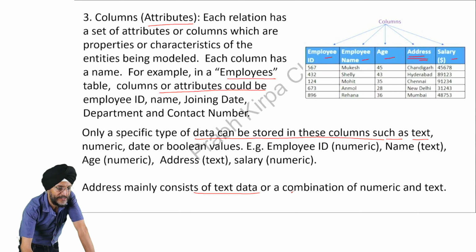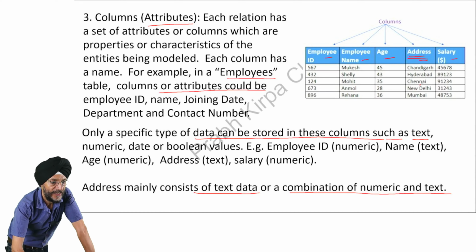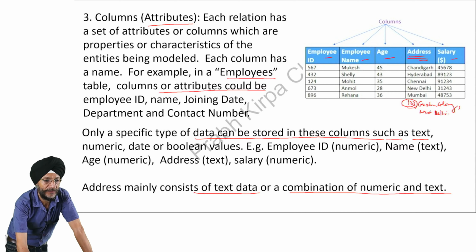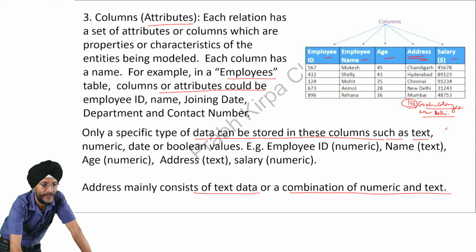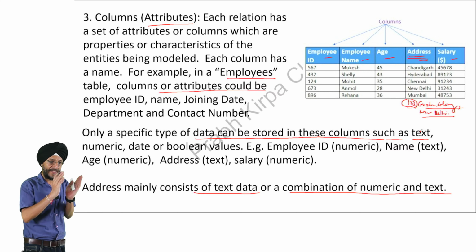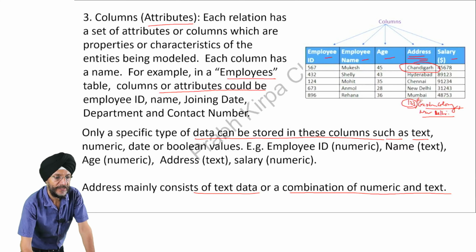Address may consist of text data or a combination of numeric and text data. It may be possible that in the case of address, it may be written as 1, 2, 3, say, Garden Colony, New Delhi. So here you can see that these are the numeric figures, that is the numbers, and here Garden Colony, New Delhi, is the text. So the address may consist of text only, or it may consist of numeric plus text.